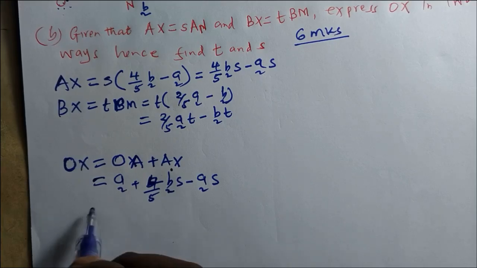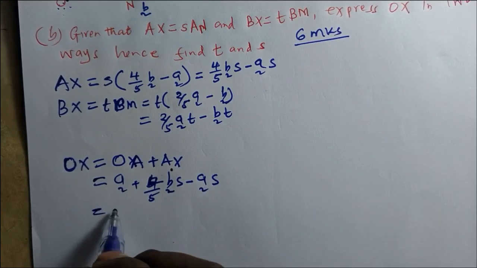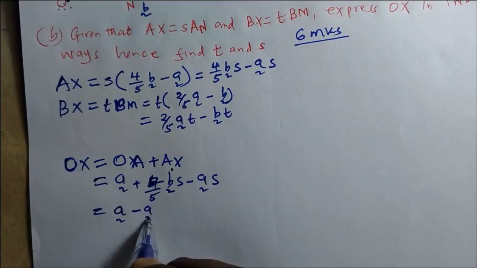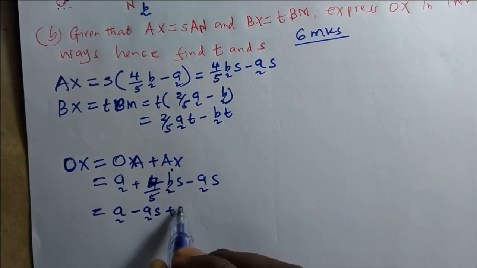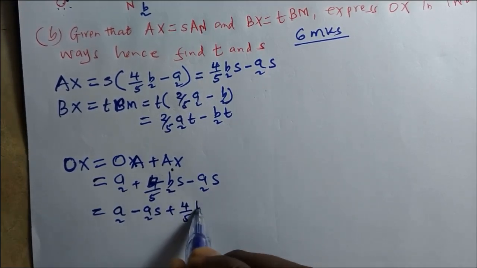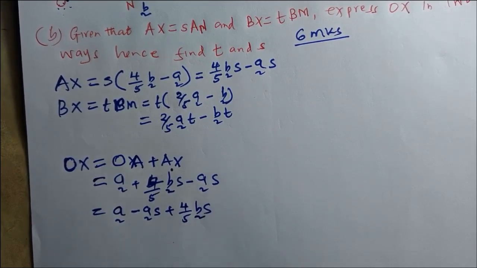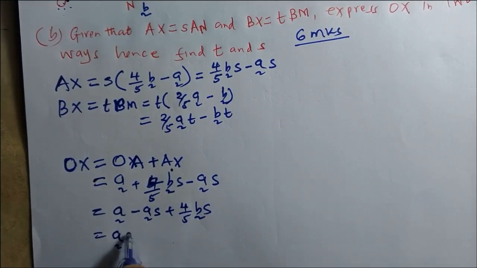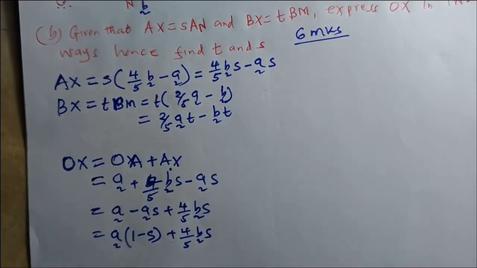We can bring this together. This will be A, like terms, minus AS plus 4 over 5 BS. Let us make it even simpler: we put A outside, A into 1 minus S, plus 4 over 5 BS. That becomes simple and is going to help us.